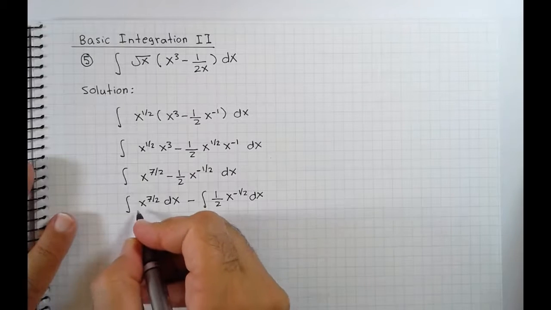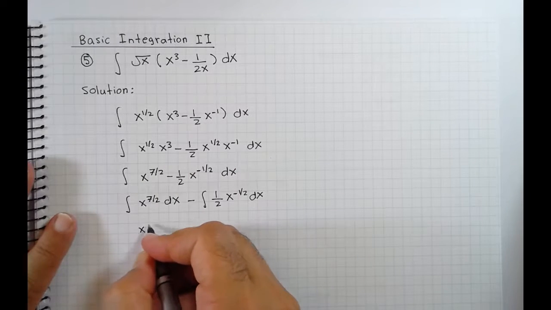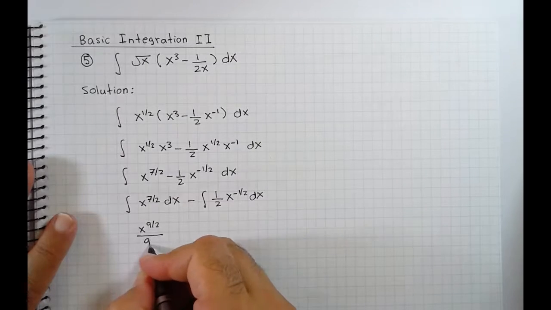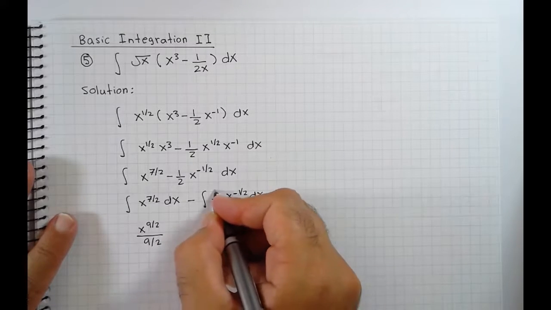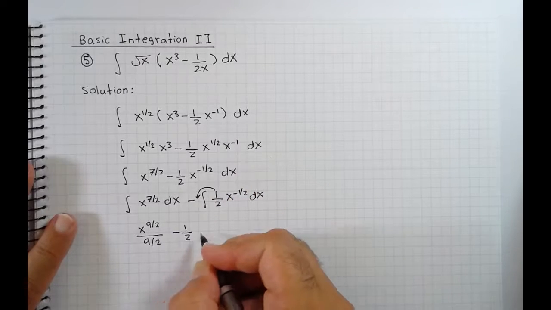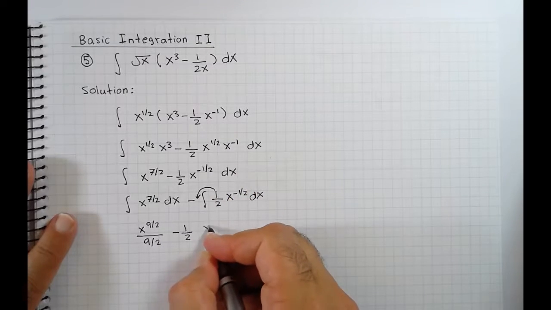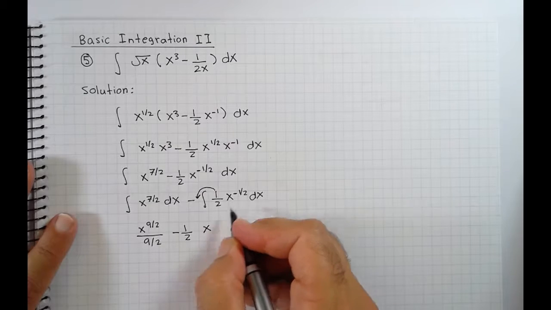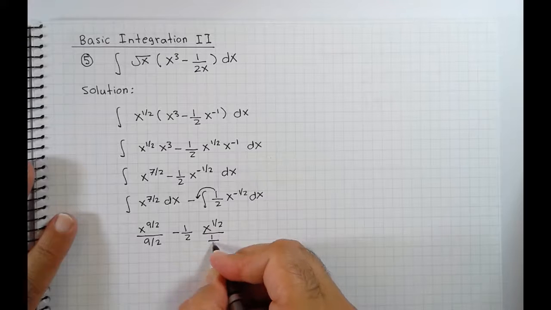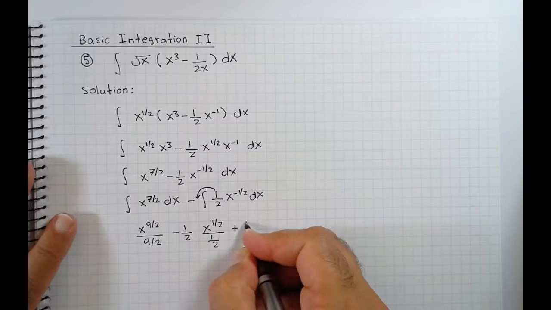And if you integrate this, you get x to the 9 over 2, add 1 to the exponent, and divide by the same number, 9 over 2. The constant passes right through, so you get minus 1/2. And that's going to give us x to the negative 1/2 plus 1. That's 1/2. Divide by 1/2 plus c.